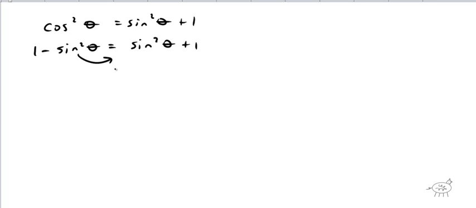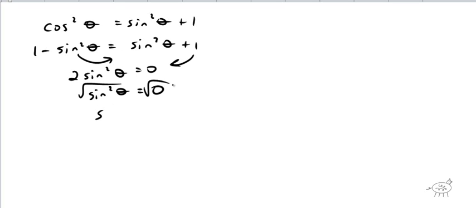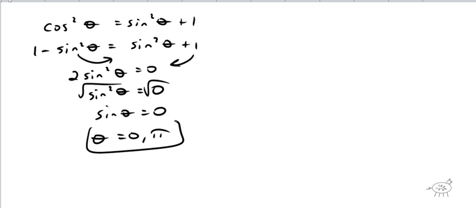So if I move this guy over, I'm going to keep it on this side, so I get 2 sine squared of theta, and I move the 1 over here, so I subtract 1, I get 0. That's pretty sweet. So I wind up getting sine squared of theta after divide by 2, I get that equal to 0. So of course take the square root of both sides, I get sine of theta is equal to 0. All right, and how many answers do I have for that? I have 2 answers, right? I have theta is equal to 0 and pi. Okay? Pretty straightforward.